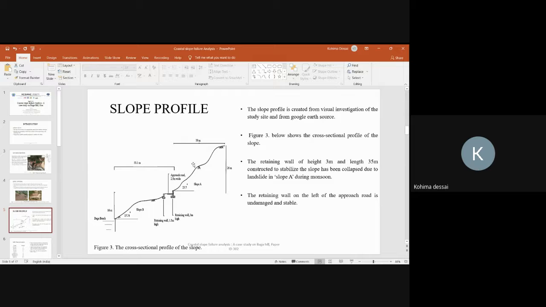The trees along the slope were uprooted, which increased the erosion. Slope B is still intact, undamaged and stable, but the trees along the slope were inclined, which indicates there is a slow deformation of the slope. This is the retaining wall, which collapsed after the slope failure in this part.